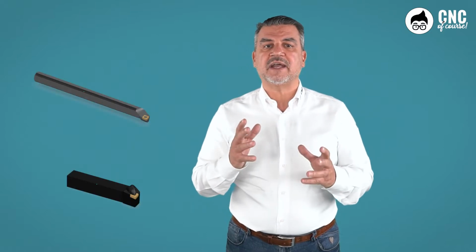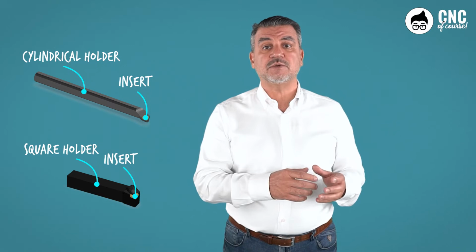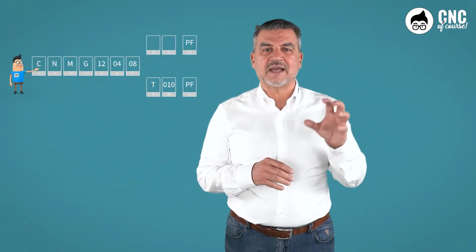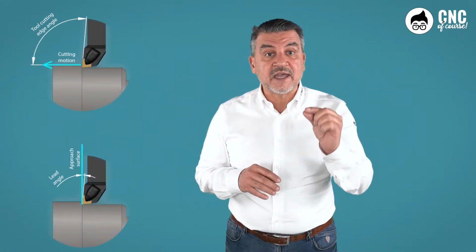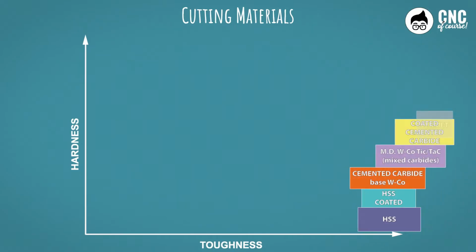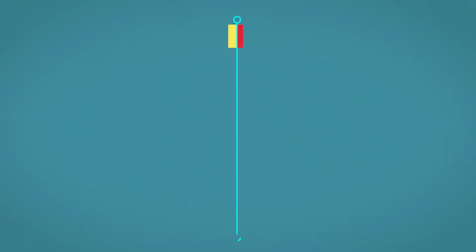In the first lessons, we are going to learn about the tool and how to choose it, both from the point of view of the tool holder and of the insert. Then we are going to move on from the ISO nomenclature to the choice of the main tool angles and understand their influence on the machining operations. After that, we are going to analyze the material of the tools in order to know how to choose the right insert depending on the operation to carry out.